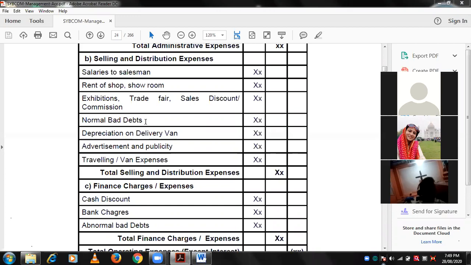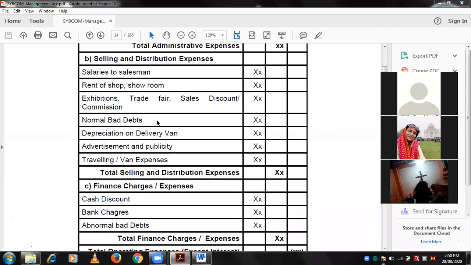And normal bad debts also form part here, because when bad debts arise, there are debtors. After selling the product, if it is sold on a credit basis, then there are debtors. So the company has debtors when the company sold that product on credit. After selling on credit, the debtor may not pay the whole money. At that time, the normal bad debts arise. Normal bad debts means those normally expected for a business to arise.